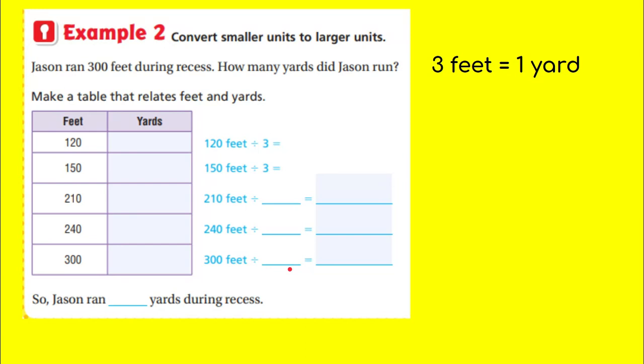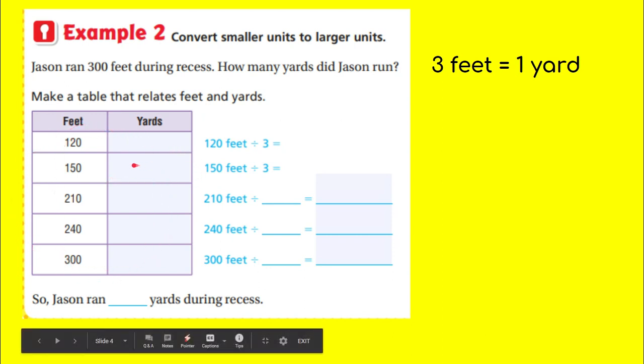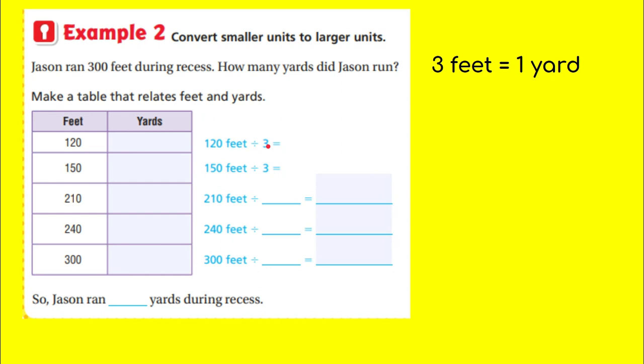Example number 2. Jason ran 300 feet during recess. How many yards did Jason run? Make the table that relates feet and yards. So over here, I wrote down your clue. 3 feet equals 1 yard. So we have another multiples chart. And we're going to divide this time. We need to get a smaller number. We're going to divide each number by 3.